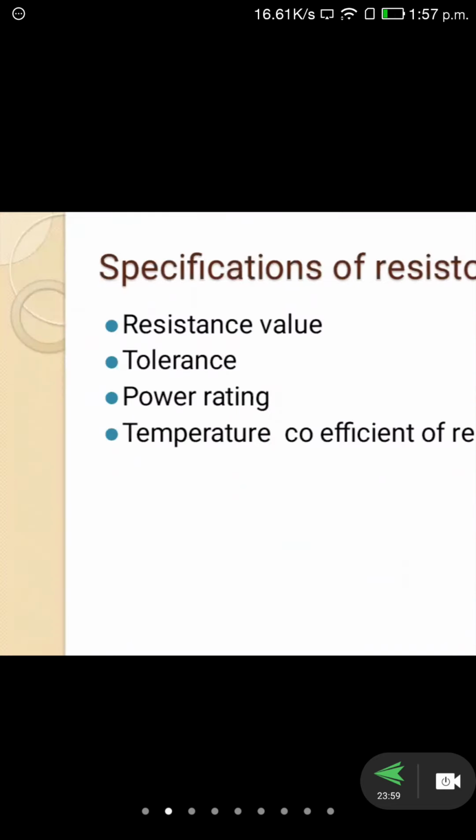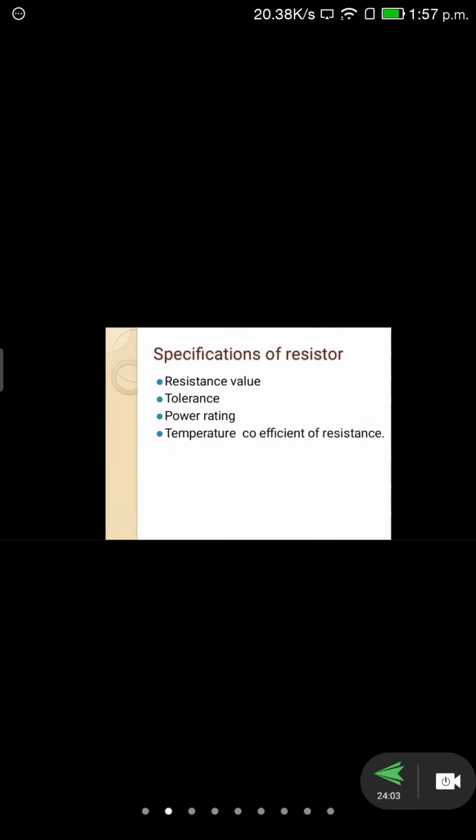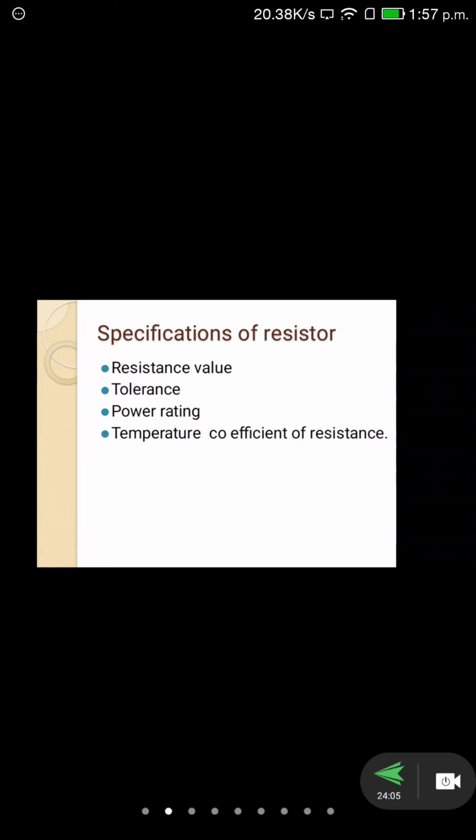Next, this is an important question. Most of the time it is asked as a 3 mark question. Specifications of a resistor. If you are taking a resistor, whether it is a fixed resistor or a variable resistor, it does not matter, but these factors are very essential for a particular application. If you want to select a resistor, these specifications will be essential.